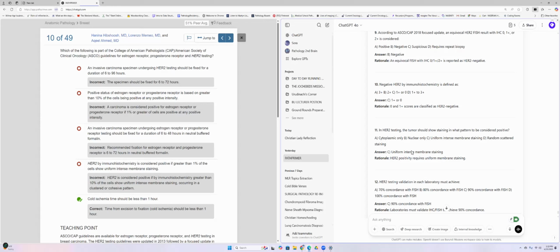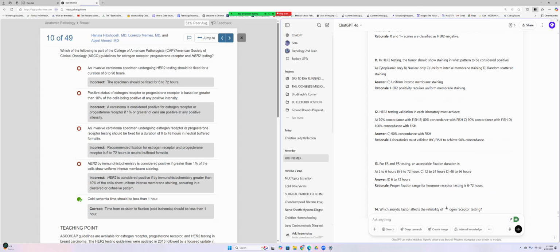In HER2 testing, the tumor should show staining in what pattern to be considered positive? In HER2 testing, we say staining is actually uniform intense membrane staining. Complete membrane staining that is dense, that is strong, in greater than 10%. You didn't add that.